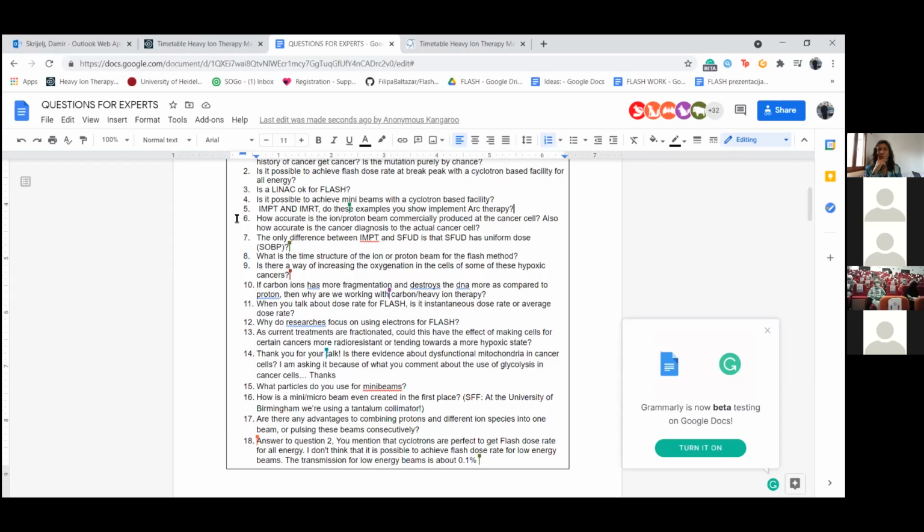Okay, so if you look at this as a donut, you kill the outer part of the donut, and the inner part then gets oxygenated, and you go step by step like this. By fractionation, you can oxygenate the tumor. And so usually it helps for oxygenation.